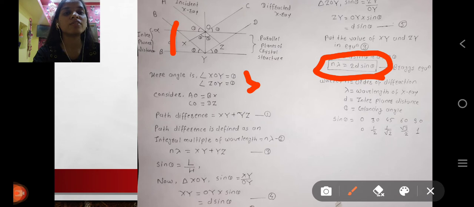In this, the order of diffraction is 2 because two layers of the crystal are present, and lambda is equal to the wavelength of X-ray, and d is the interplanar distance. Theta is equal to the glancing angle, and the different angles for sin theta are 0, 30, 45, 60 and 90. So sin 0 is equal to 0, sin 30 is equal to 1 by 2, sin 45 is equal to 1 upon root 2, sin 60 is equal to root 3 by 2, and sin 90 is equal to 1.